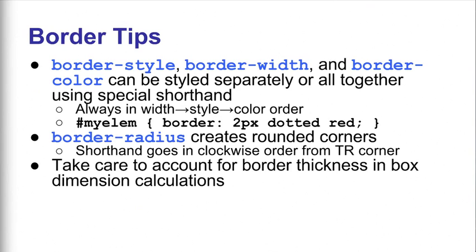Border radius is a new property in CSS3. It allows you to specify rounded corners or even a completely circular shape. The property cannot be combined with the other border properties because it has its own shorthand notation. Finally, take care to include the border thickness in the element box dimensions. When using the content box model, the border makes the total element box bigger. When using the border box model, it squeezes the content box just like padding does.